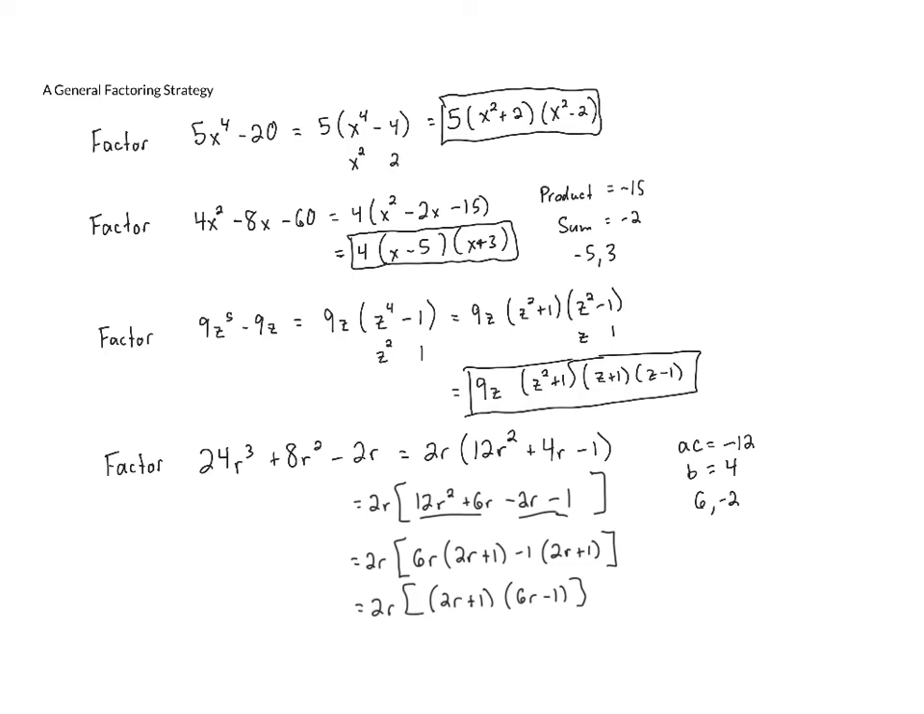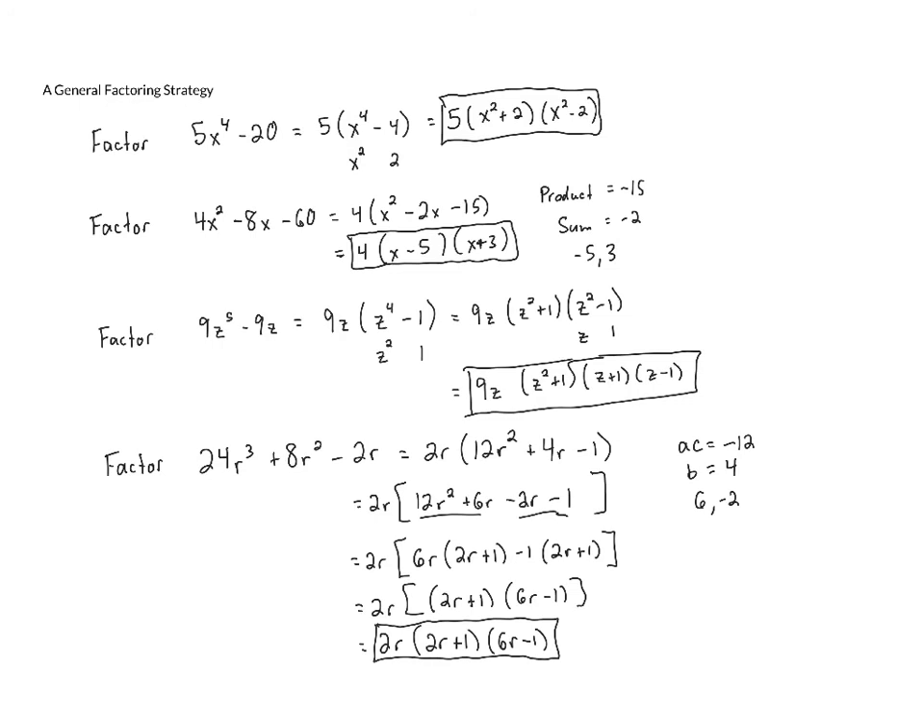And with our final answer, we can actually get rid of these brackets, because at this point, everything is multiplication. 2r times 2r plus 1 times 6r minus 1. These brackets don't do anything special, and so we can write our final answer as 2r times 2r plus 1 times 6r minus 1. There are no more factors that can be broken down any further, so this is our final answer.